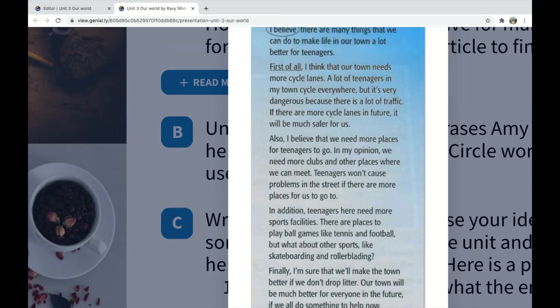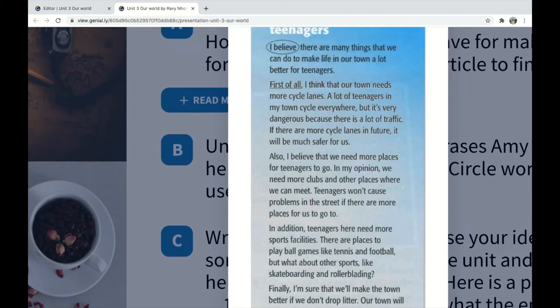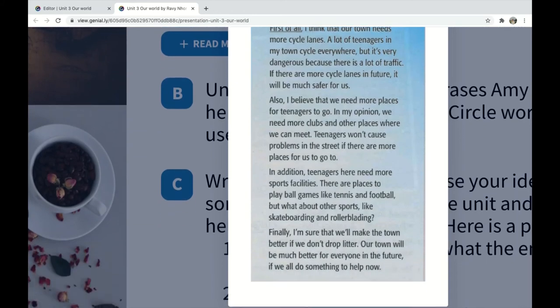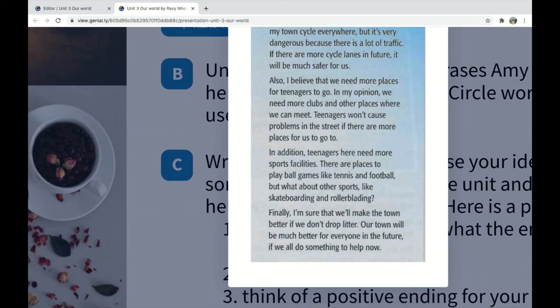And the word or phrases that she used to give opinion, just like I believe, I think that, in my opinion, I believe that, and I'm sure that. These are the expressions that she used to give opinion.